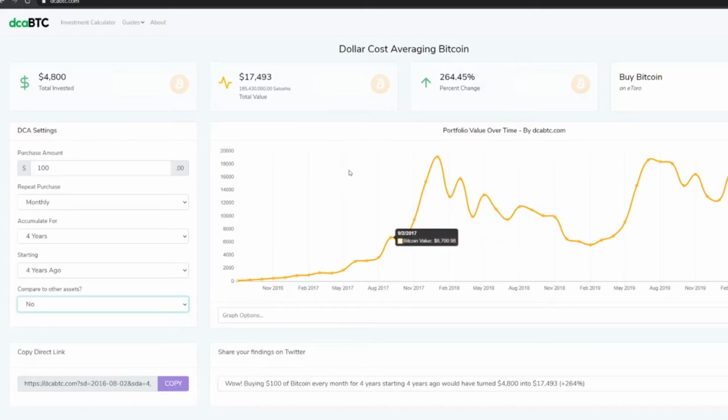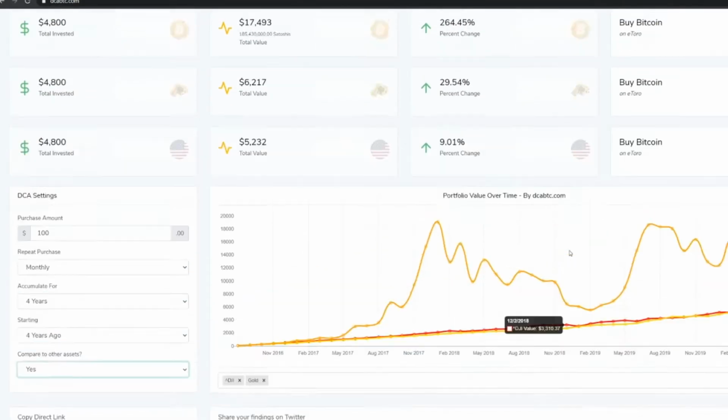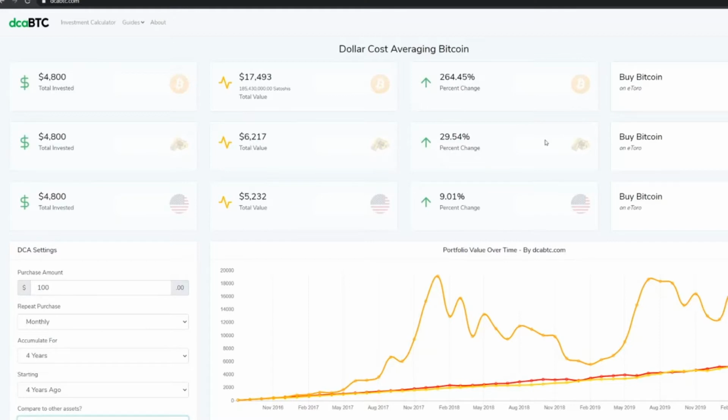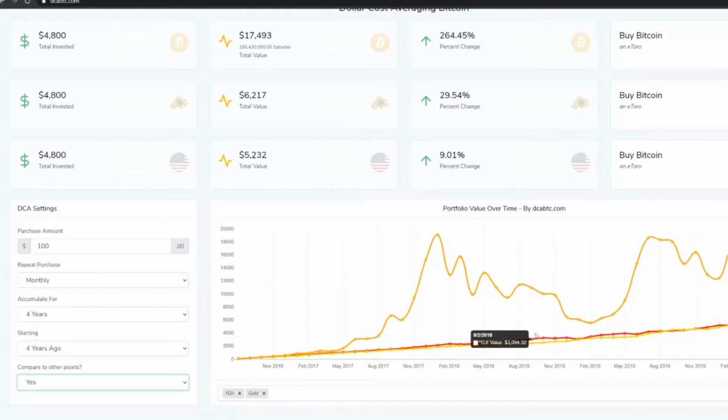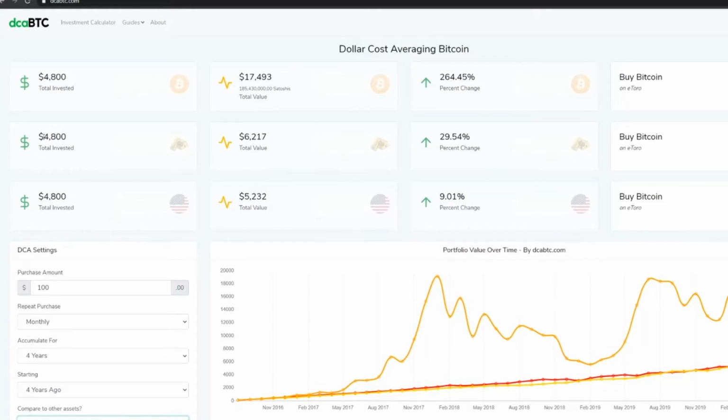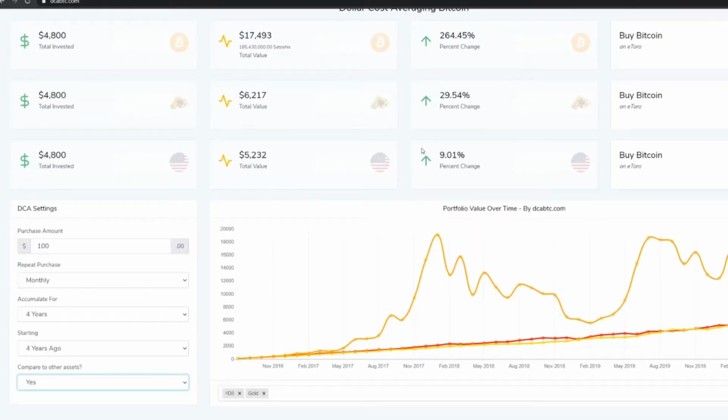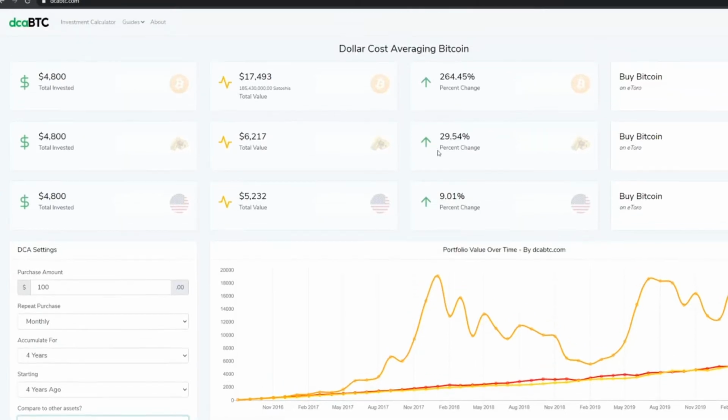No, you don't. And the cool part about this website is it actually allows you to see that. You can compare it to a couple other assets. You can compare if you did the same exact thing into gold or into the Dow Jones. It shows you right here, if you did $100 a month for 4 years into gold, you'd be up 29% right now. Not a bad return. If you did the same thing in the Dow Jones, through all of this, pandemic and up and down we went through, you'd be up 9% right now. So which one looks better? Bitcoin, even including almost 3 year bear market, you'd be up 264%.